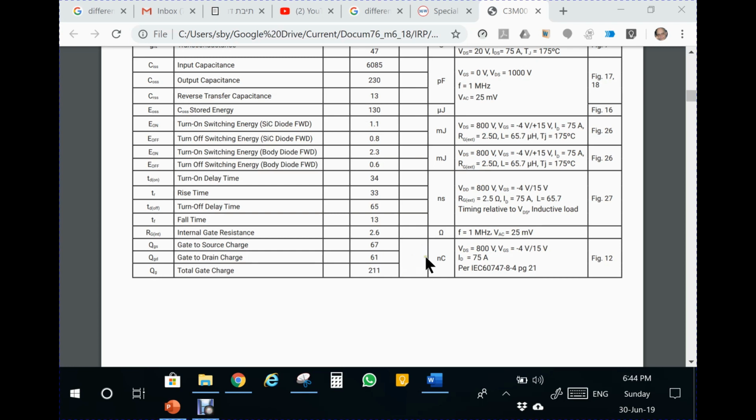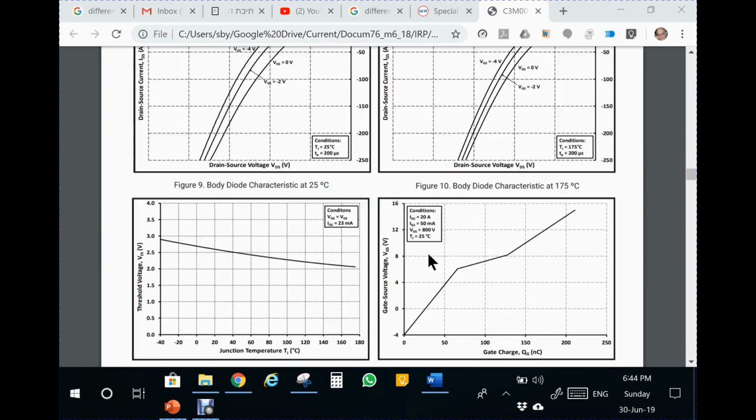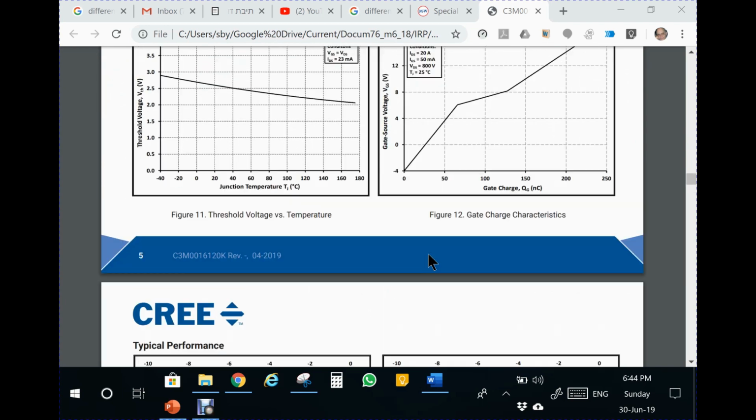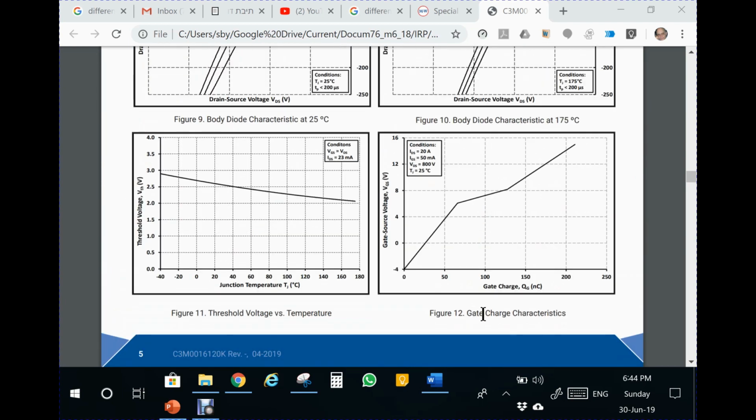Now there's also a curve here, a plot, here it is, which shows the charge characteristics, and here you see the charge that you have to feed into the gate. As the voltage of the device goes up, it will go up to 15 volt. This is the nominal value.